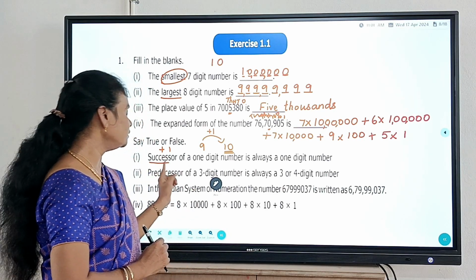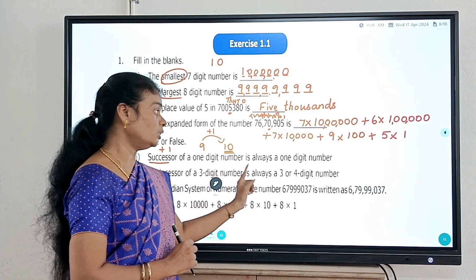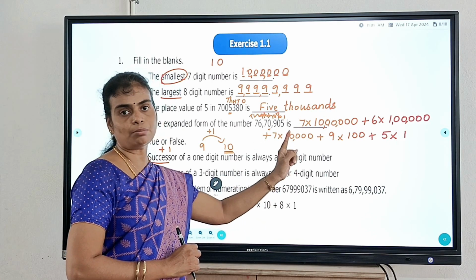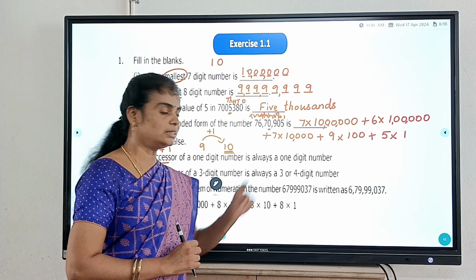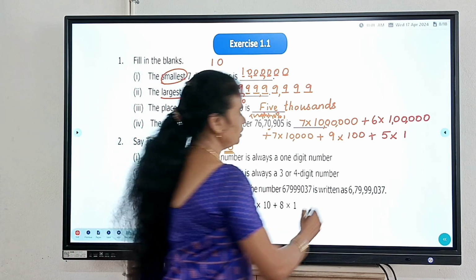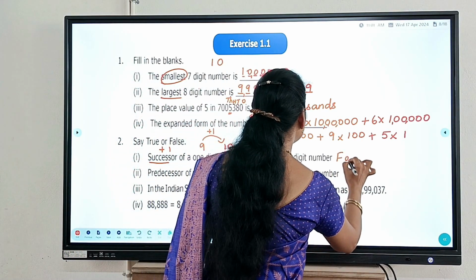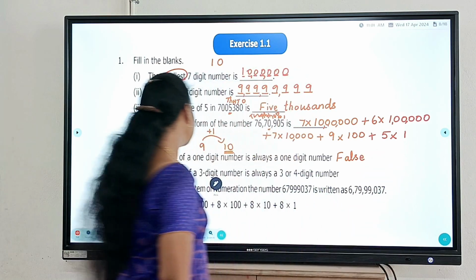But the question is successor of a 1-digit number is always a 1-digit number. But here in this case we are getting a 2-digit number. So is this statement right? No, it is wrong. So the answer for the first one is false.